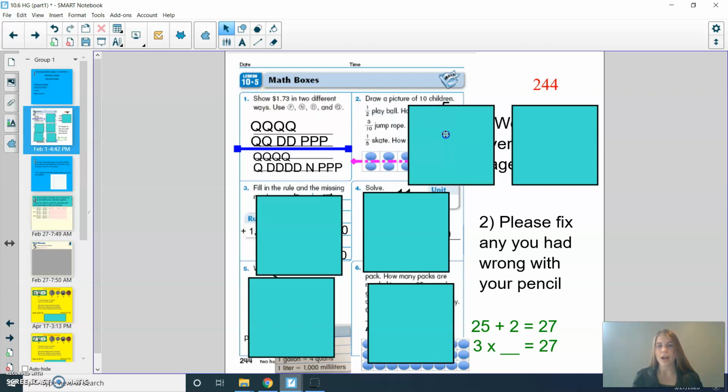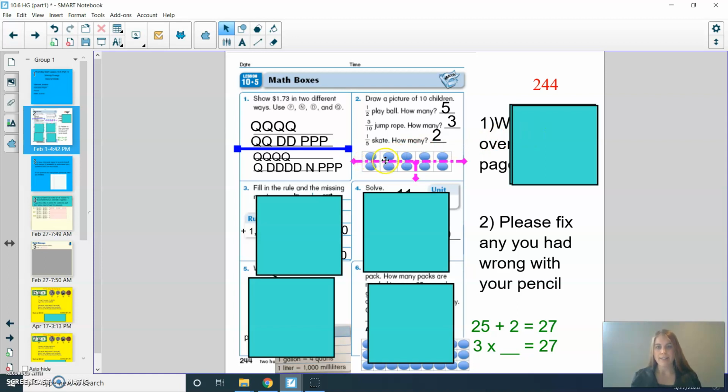For question 2, draw a picture of 10 children. And so what I did is I divided my array up. I divided it first in half. So half of 10 is 5, 3 tenths is the same as 3, and 1/5 of 10 is 2.